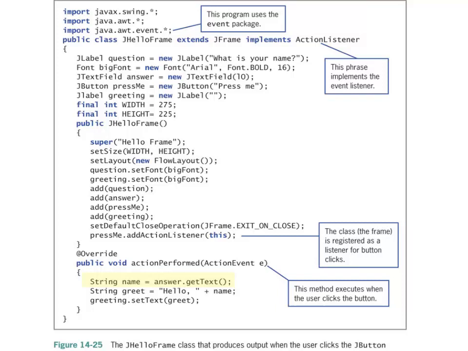In this example's actionPerformed method, first we have a String name equal to answer.getText. So answer we declared as a JTextField object. The name will be assigned the text entered into the JTextField. Then we have a String greet equal to hello, concatenated with the name. Then the greeting is declared as a label, so the JLabel will show the text in greet. So that basically is the hello, concatenated with the contents in the JTextField.